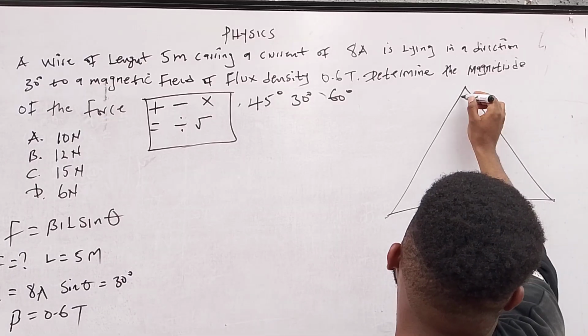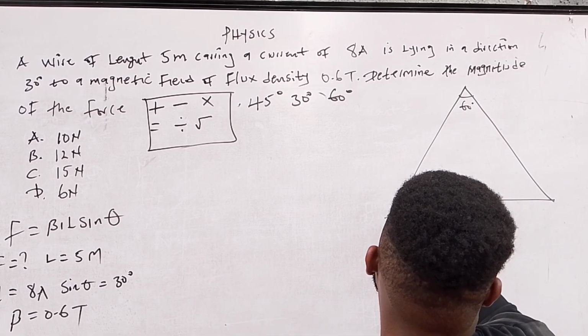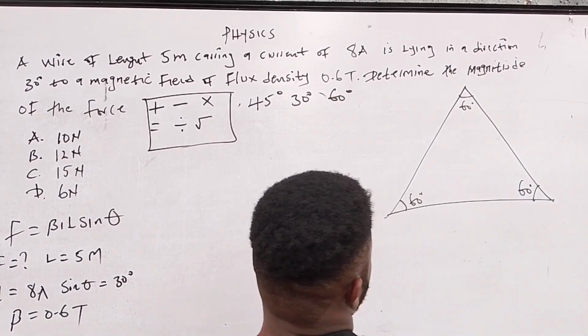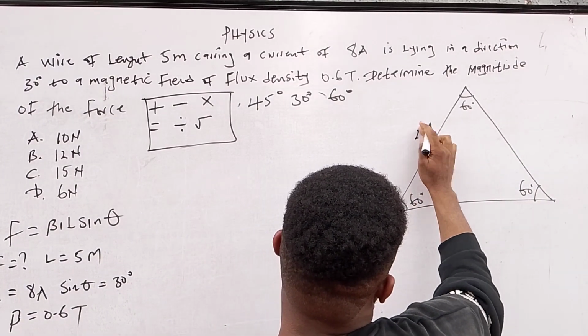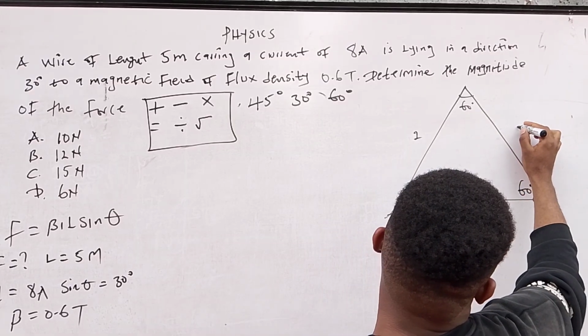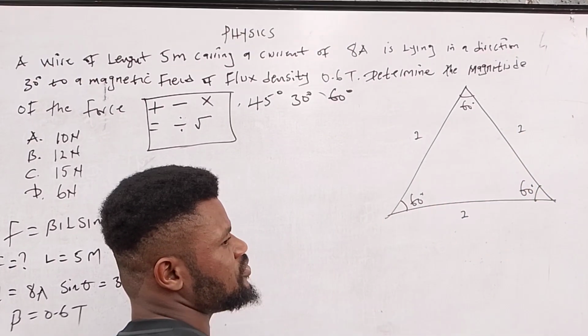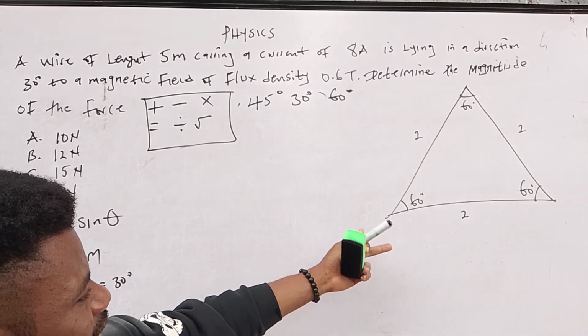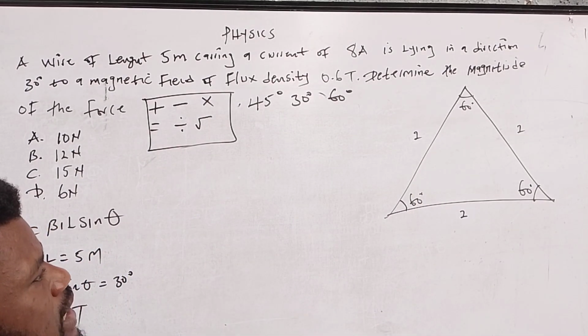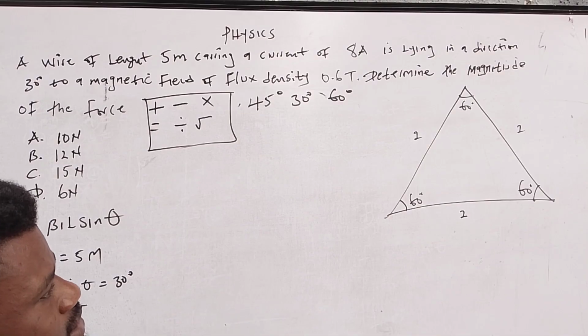Now remember, here is 60 degrees, here is 60 degrees, and here is 60 degrees. We assume each side to be 2. Now if you observe, I only have the angle of inclination. There's no angle 90.